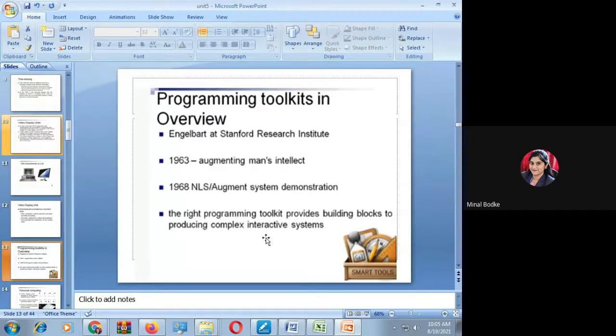For example, MS Windows. Whatever Microsoft Windows is developed, the toolkit for that is Visual C++. And for the Apple Mac operating system, you have the toolkit named MacApp. In this way, n number of toolkits were developed for n number of software. So more interactive applications were developed, and interaction between the user and the computer increased as compared to the display unit, time sharing system, and batch processing system.